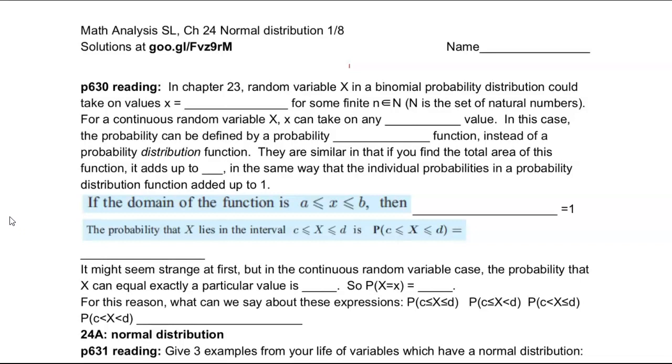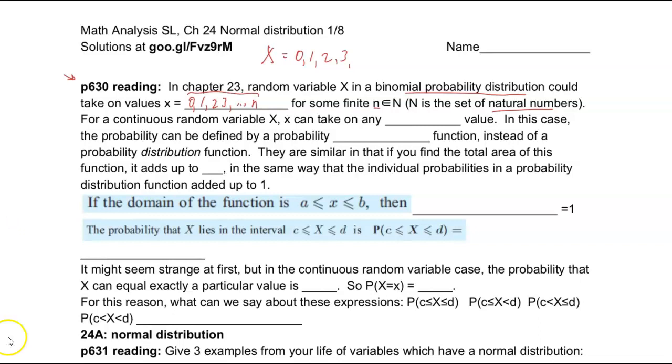Okay, so in this first paragraph, we're talking about chapter 23, which we haven't done yet. In chapter 23, we had a random variable, and the random variable could take on different values, but they were all integers: 0, 1, 2, 3, etc. So I'm going to put those here, because the binomial probability distribution function could take on values 0, 1, 2, 3, all the way up to a small n value, where small n was from the set of natural numbers. Basically, small x could be any one of these integer values.